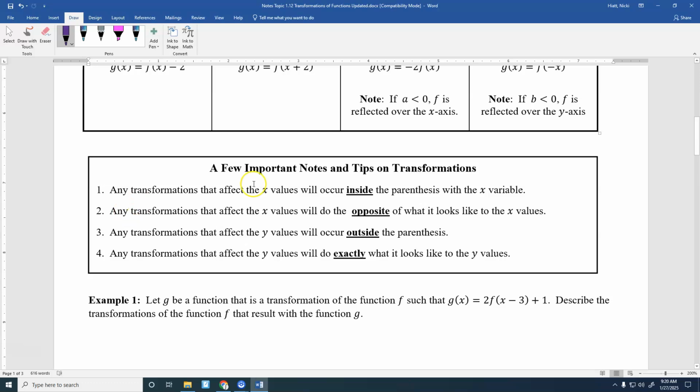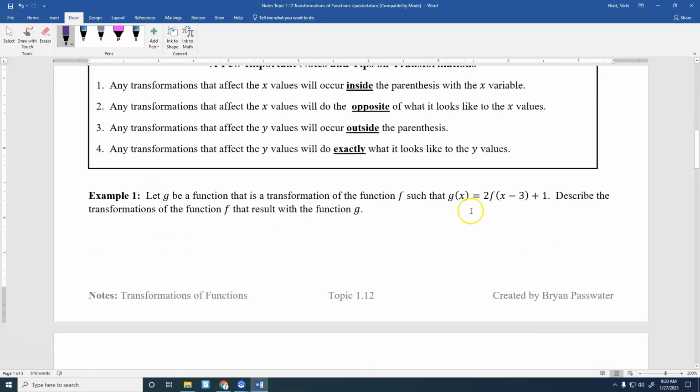So here's some of those tips summarized. Any transformations that affect the x values, or horizontal, occur inside of the parentheses, with the x variable. And any transformations that affect the x values will do the opposite of what it looks like to the x values. If you have something affecting y values, that happens on the outside of the parentheses, and it will do exactly what it looks like it does to the y values.